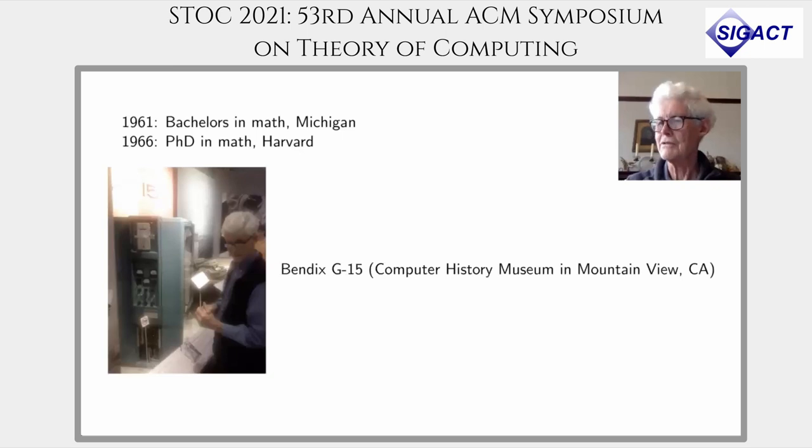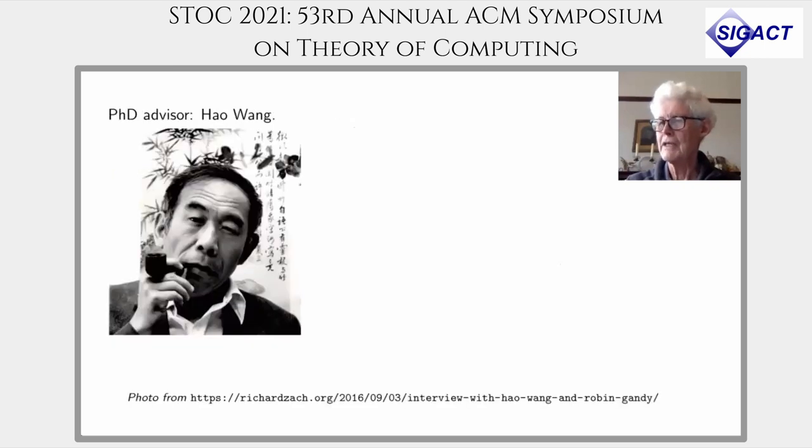My PhD advisor at Harvard was Hao Wang, who was a logician and had a strong interest in computers. He had worked for the IBM Watson Research Laboratory before coming to Harvard and had a strong interest in using computers to prove theorems. It was really clear that logic and computation were very interesting subjects.